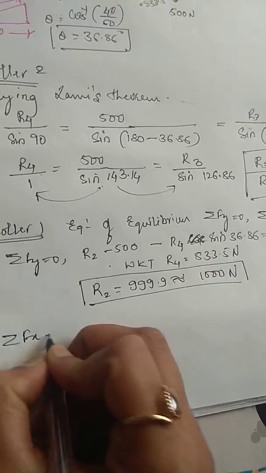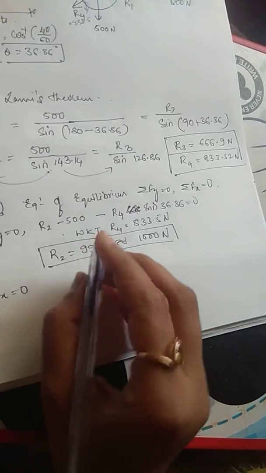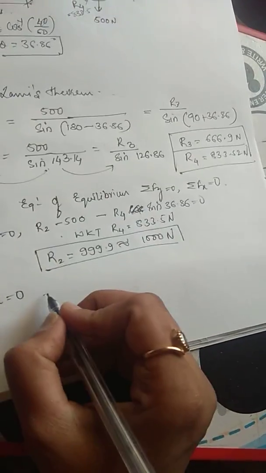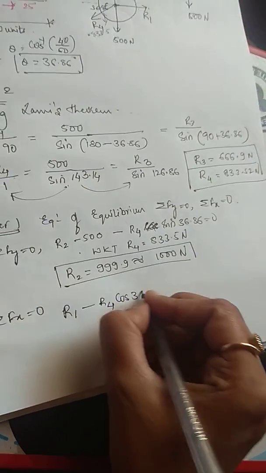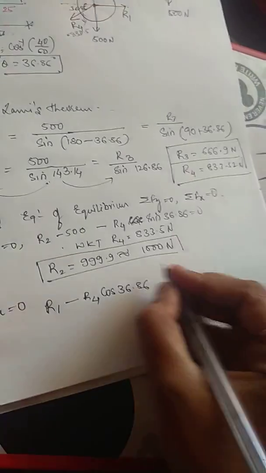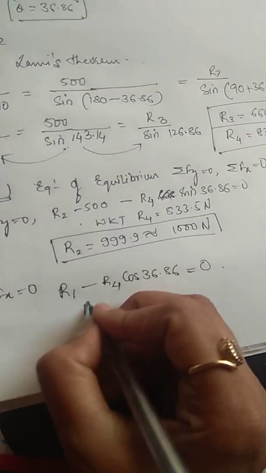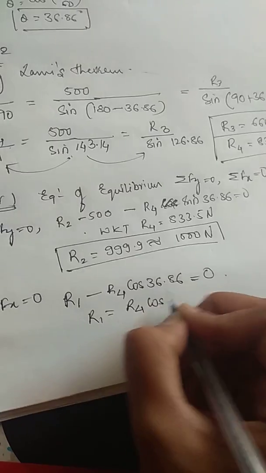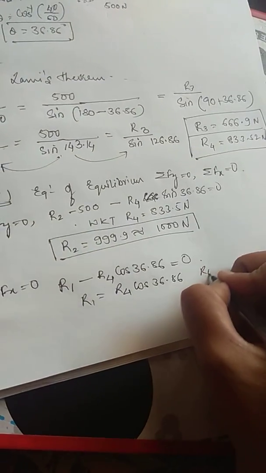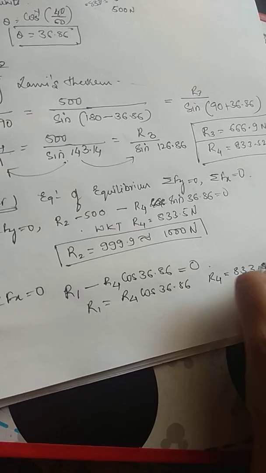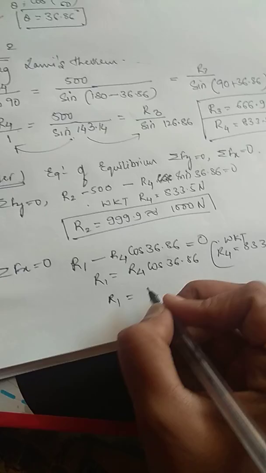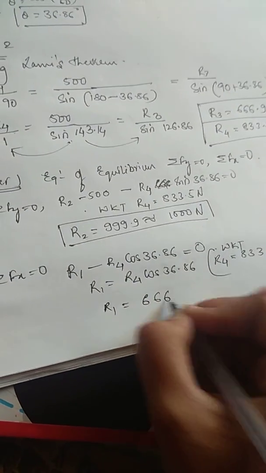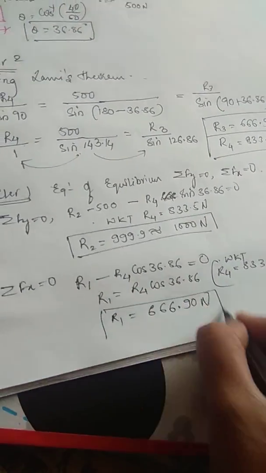Now I'll apply summation F of x equal to 0. So summation F of x, I have R1 and R4 only. So R4 is known to me, R1 is unknown. So first let us write it as R1 minus R4 cos of 36.86 equal to 0. So R1 becomes R4 cos of 36.86. We know R4 is 833.52. Right? So on substituting, I get the value of R1, that is 666.90 newtons.